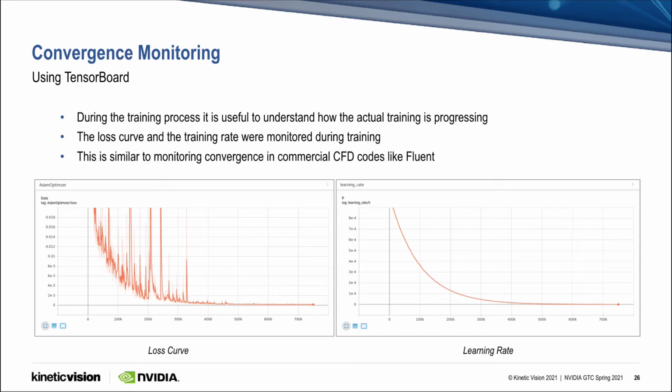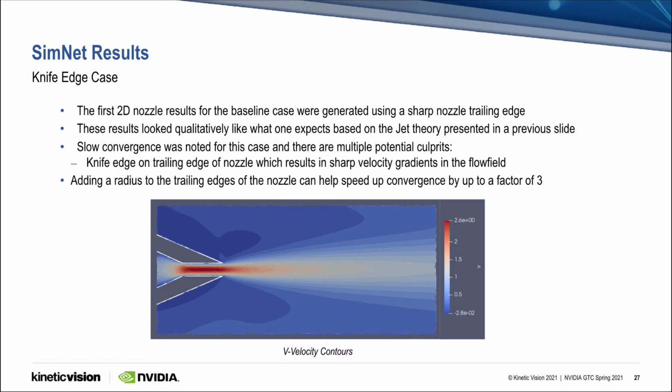So to start off, we selected a baseline simple 2D case with no parameterized geometry as our beginning point for this Coanda jet exploration. It looked very qualitatively correct from the standpoint of the jet theory presented in the previous slides. There was slow convergence noted for this case throughout the training. One of the culprits of this potentially is the fact that there was a sharp geometric discontinuity at each trailing edge of the nozzle. It was thought that adding a radius to the edges of the nozzle could help speed up convergence, and in fact it did, by a factor of approximately 3.